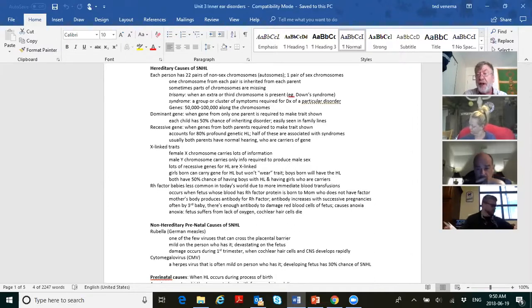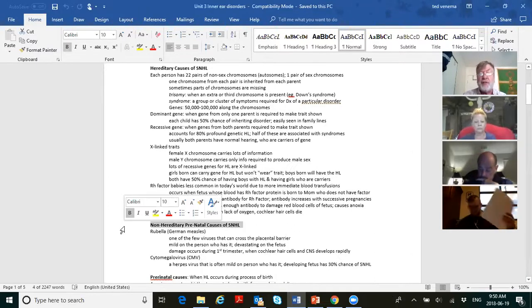Okay, now let's move on down to non-hereditary prenatal causes of sensory neural loss. What's a big one? Rubella. If mom is pregnant and she's got German measles, mom won't feel too bad. The German measles will go away in a couple of days, but the baby may be born with severe hearing loss. So rubella, German measles in a mother who's carrying a baby, may result in the baby having severe hearing loss.